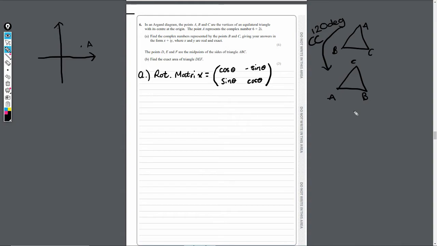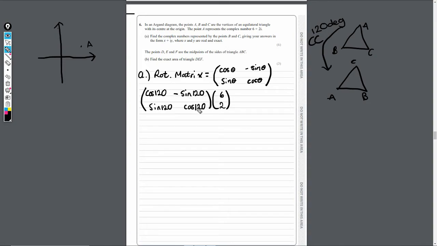So if I write down my rotation matrix, and don't forget we're rotating 6 plus 2i, so that would be times by 6 and 2. Okay, so cos theta, minus sine theta, sine theta and cos theta. All we need to do is put our theta in, which is 120. So what we're going to be doing now is cos 120, minus sine 120, sine 120, and then cos 120, times by 6, 2. Okay, because this is our complex number 6 plus 2i.